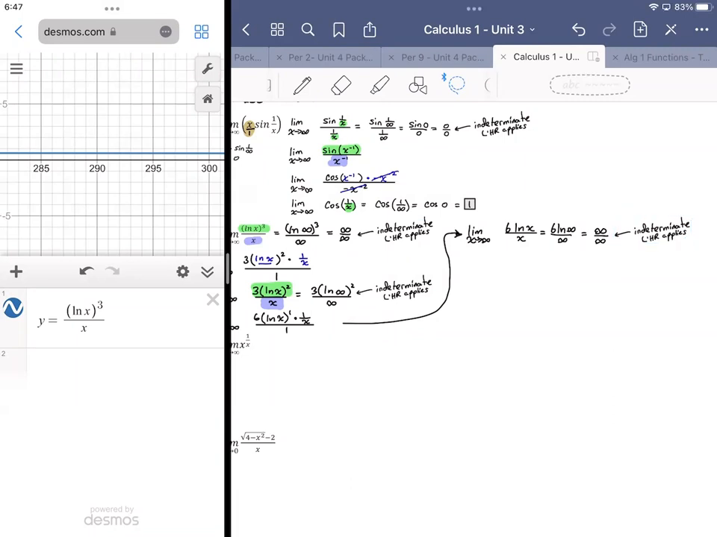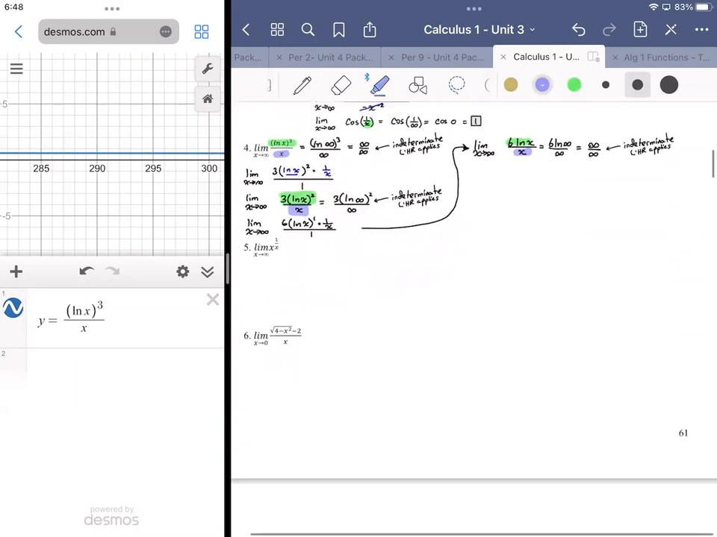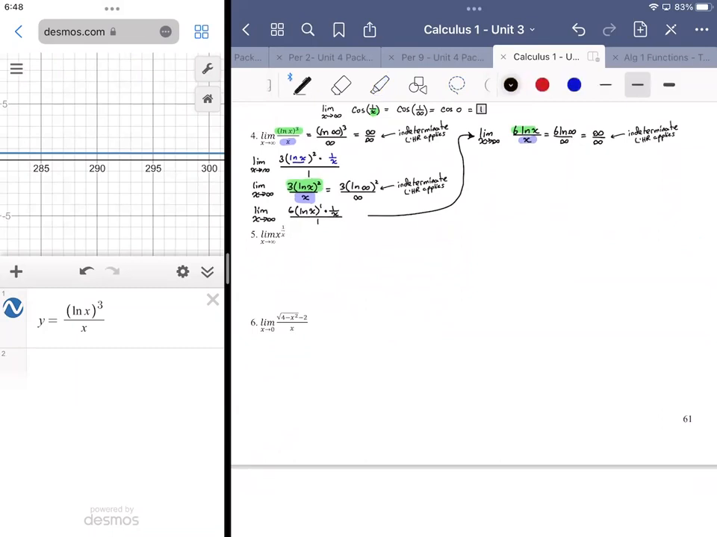But now when I take the derivative, I'm getting to a point where I can finally get out of this logarithmic purgatory, right? So the derivative of 6 times the natural log of x would be 6 times 1 over x, or just 6 over x, over 1, which is the same as 6 over x. When you apply that limit, you get 6 over infinity. Constant over infinity goes to 0.